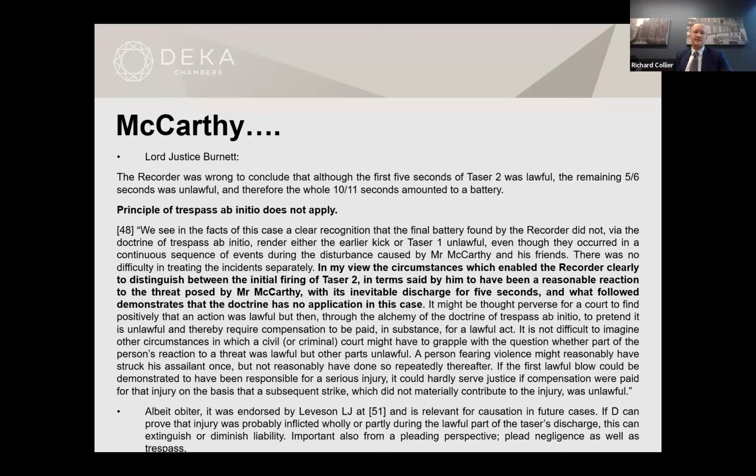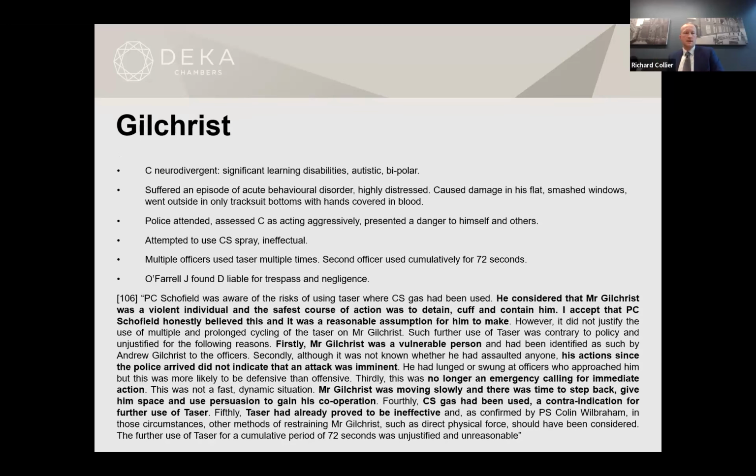just remember to come back to this judgment of Lord Justice Burnett. It was only obiter, but it was endorsed by Lord Justice Leveson at the end in his concurring judgment. And it is also relevant for causation in future cases. If you can prove that the suffering of injury occurred during the quote-unquote lawful part of the application, then, subject to that obviously being a very difficult evidential thing to prove, that could be a way out on, at least in part, causation. But I'll have to park that for another day.